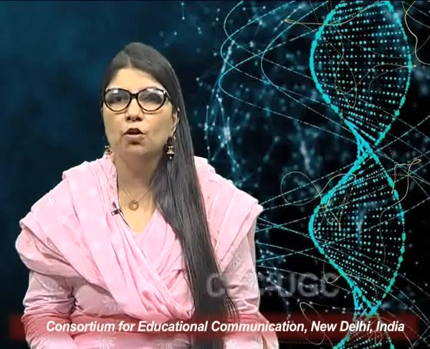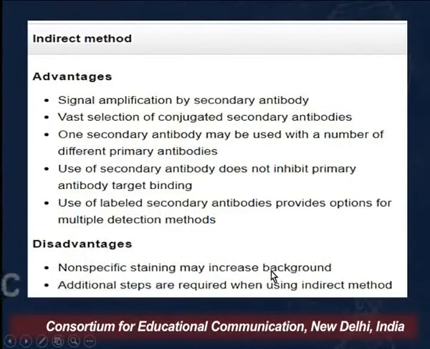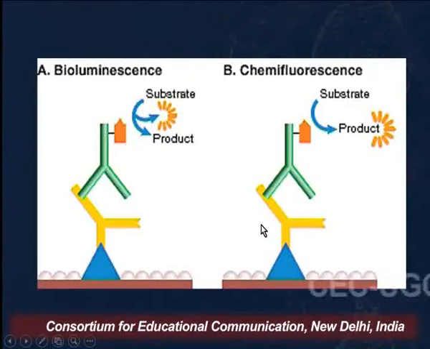The cost is not much more, because a common pool of secondary antibodies can be used to detect primary antibodies, as compared to conjugating a primary antibody, which is much costlier. But additional steps are required, because you add the primary antibody, do washes, then add the secondary antibody, do washes, and then go in for the detection. But more commonly the indirect method is used.